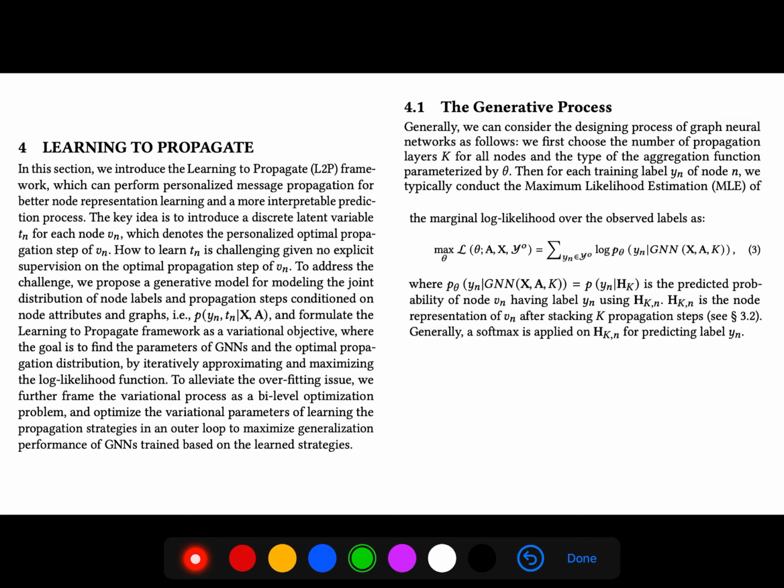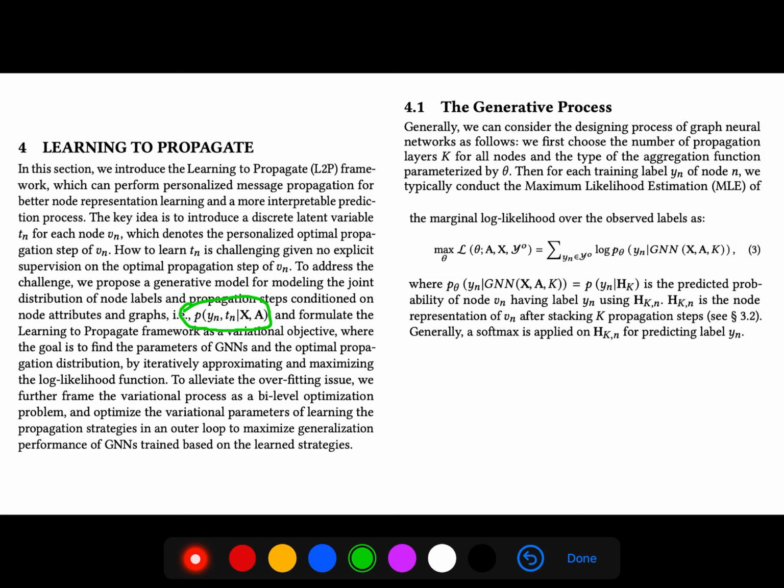How to learn t sub n is challenging given no explicit supervision on the optimal propagation step of v sub n. So we propose a generative model for modeling the joint distribution of node labels and propagation steps conditioned on the node attributes and graphs. For example, we want to learn this probability, and formulate the learning to propagate framework as a variational objective.